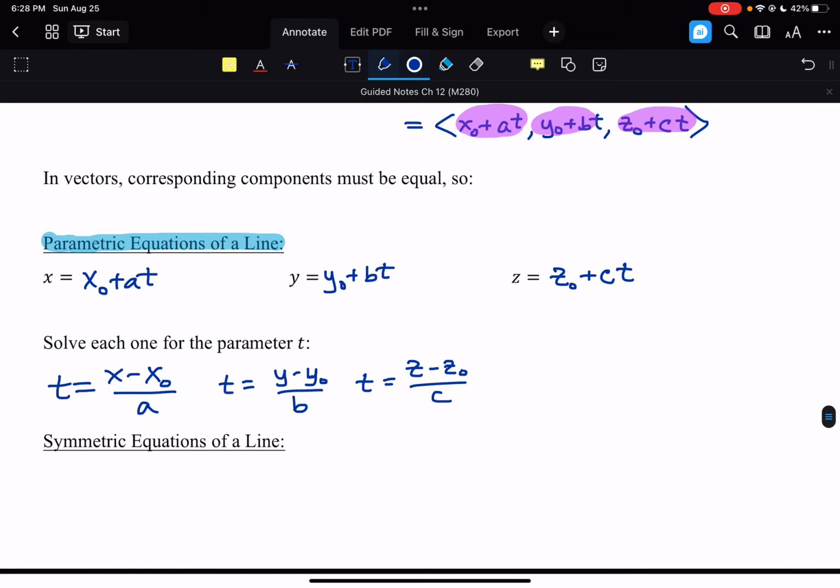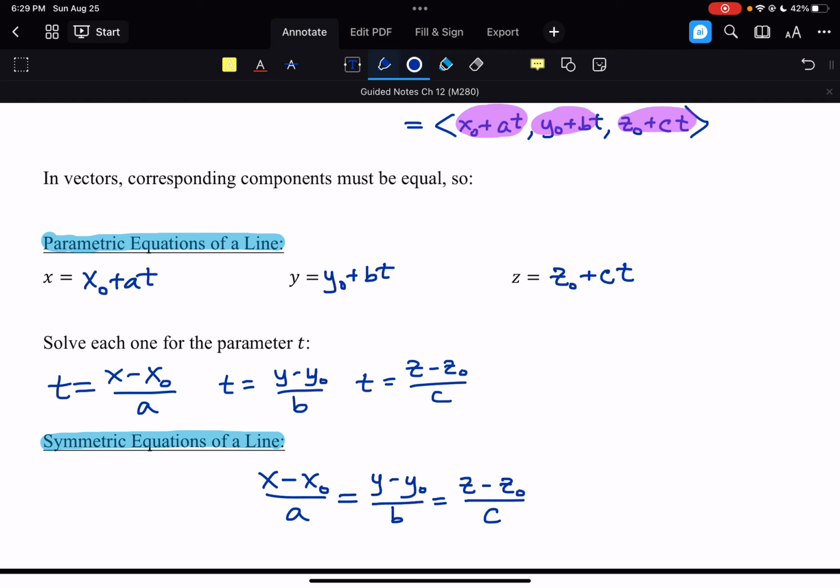And these are going to form the symmetric equations of a line because each of these fractions is equal to t, which means they must be equal to each other. So this is how we get rid of the parameter t if we want to do that. For the symmetric equations of the line, we take all these values that are equal to t and instead set them all equal to each other. So there we have the symmetric equations of a line.